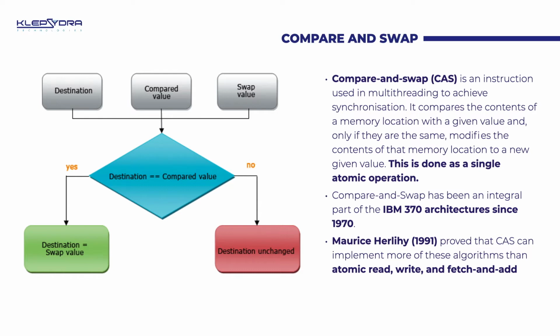Compare and swap has been around for a while, since the early 70s by IBM, but it didn't really become popular until Maurice Herlihy in the early 90s created a derived concept, the so-called atomic operations. You might have heard of atomic Boolean, atomic integer, etc. They're much more popular than compare and swap.